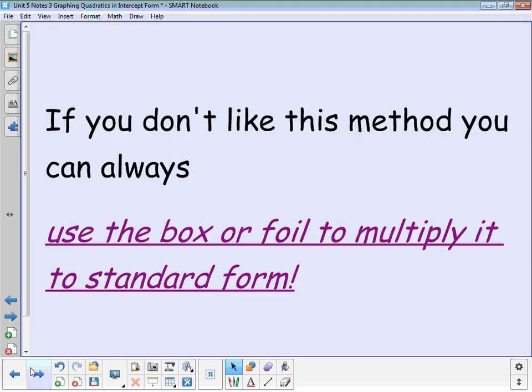Here's one important thing to know, and this is at the bottom of your note sheet. If you really don't like this method, you can always use the box or FOIL to get it into standard form. Just for practice, I'm going to have you use intercept form, but if you see this on a quiz or a test and you're not comfortable with this form, go ahead, use the box, use FOIL, multiply those two binomials to get it into standard form, and then you can use the opposite of b over 2a.